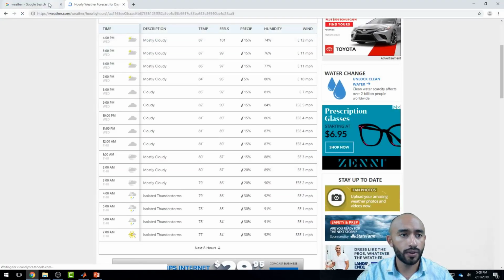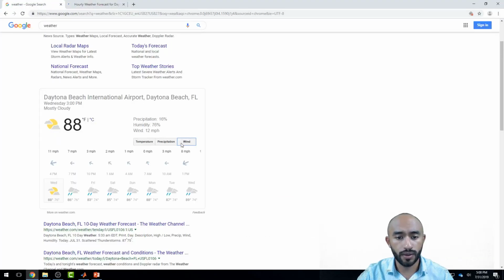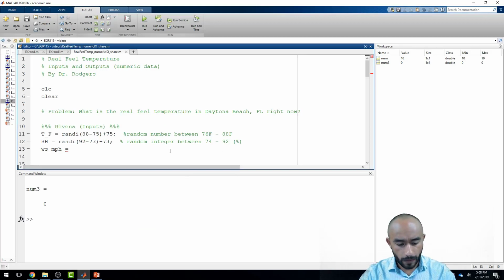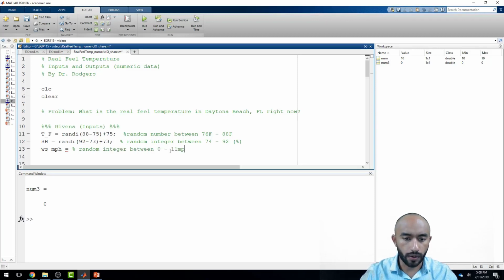For the wind speed, I'm going to go to the overview where they give the wind. We see that for today's forecast, the wind is predicted to have a lowest of 0 and a highest of 11 miles per hour, from 0 till 11. So an integer between 0 and 11 miles per hour.